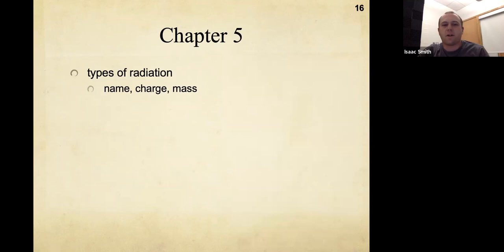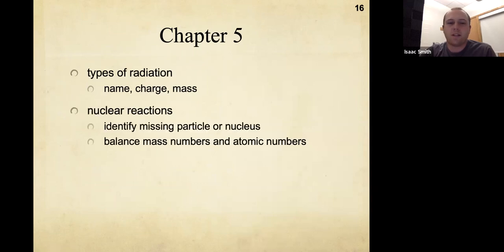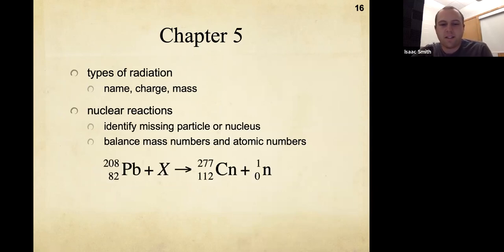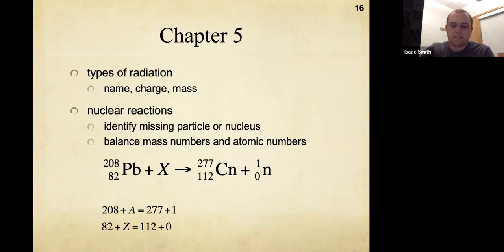Okay, and then moving into radioactivity, you should know the name, charge, and mass for the four types of radiation that we talked about, right? Alpha, beta, positron, and gamma. And then be able to solve the nuclear reactions. You probably remember these from the lecture and the homeworks. So you're just balancing the masses on both sides.